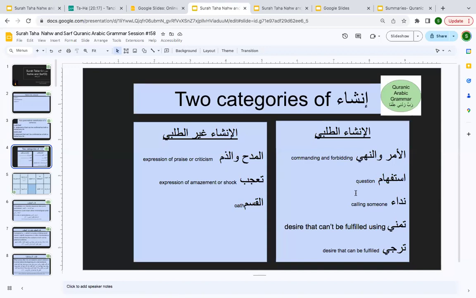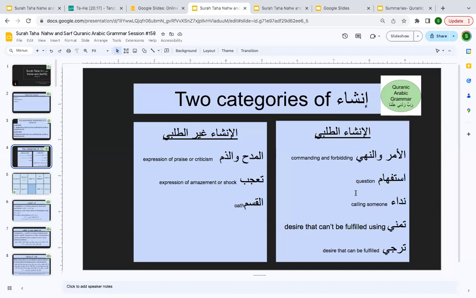So you can just start typing in for inshaiya, and no, then it's going to be kh for khabariya. Okay. And when you desire something that cannot be fulfilled, it is going to be tamanna, right? Desire that cannot be fulfilled is tamanni. And tamanni is also demanding. You're looking for something, you are asking for something. So again, it's going to be al insha at talbi.